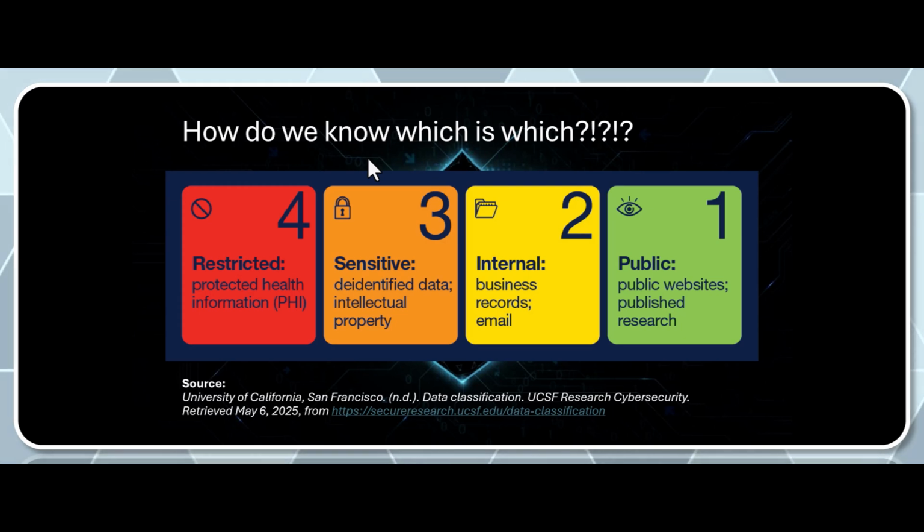Next, you've got internal data. So business records, emails. If you've worked in the corporate world or seen corporate emails, you might see little disclaimers like, this message is intended for the intended recipients only, do not share. And then public data. So public websites, published research, stuff you can find in libraries, stuff that is out there that you can freely and readily access.